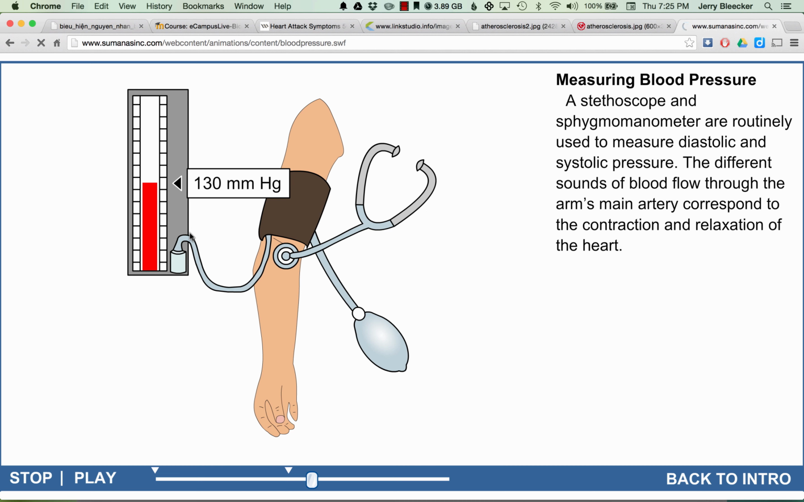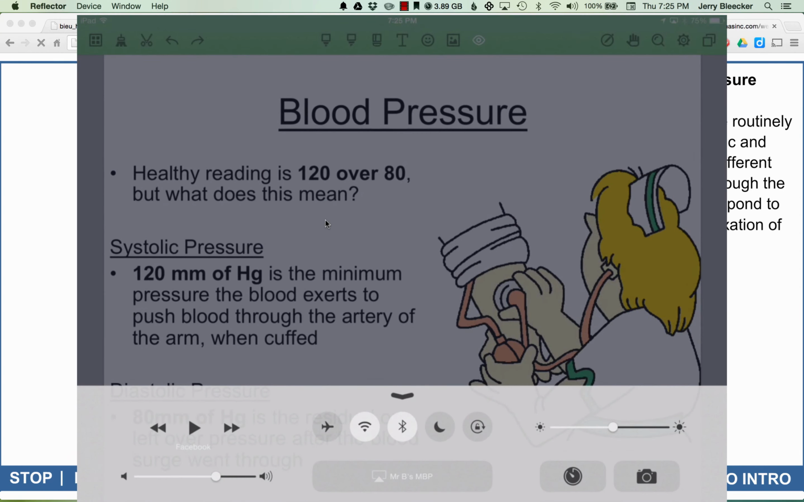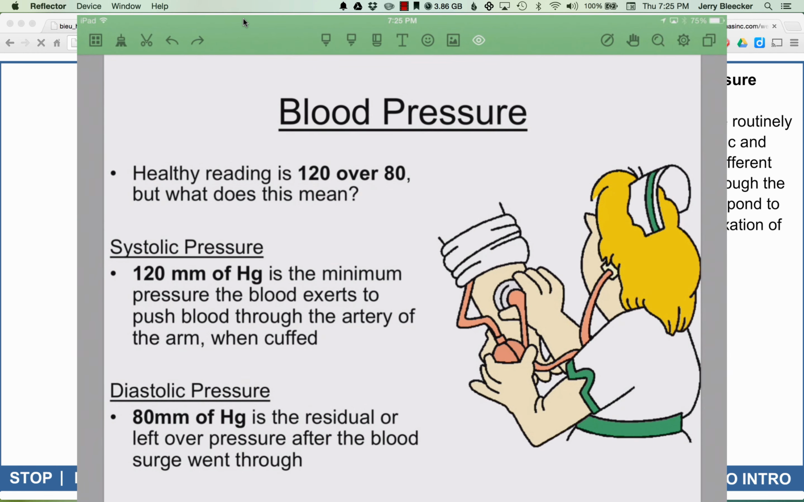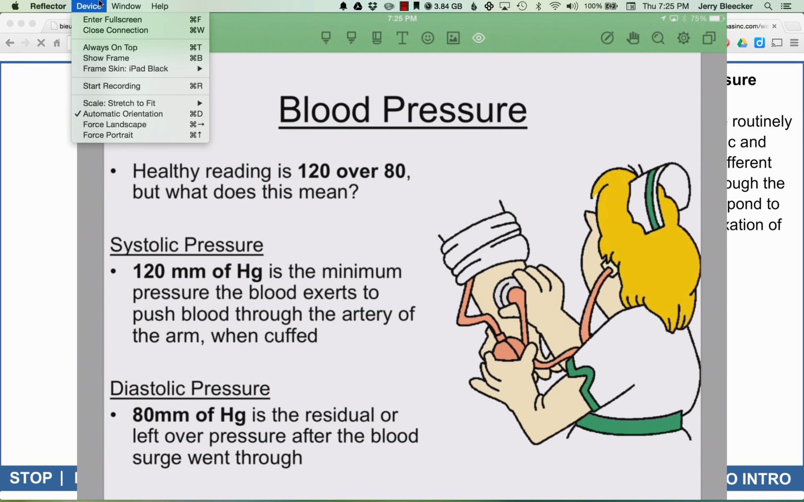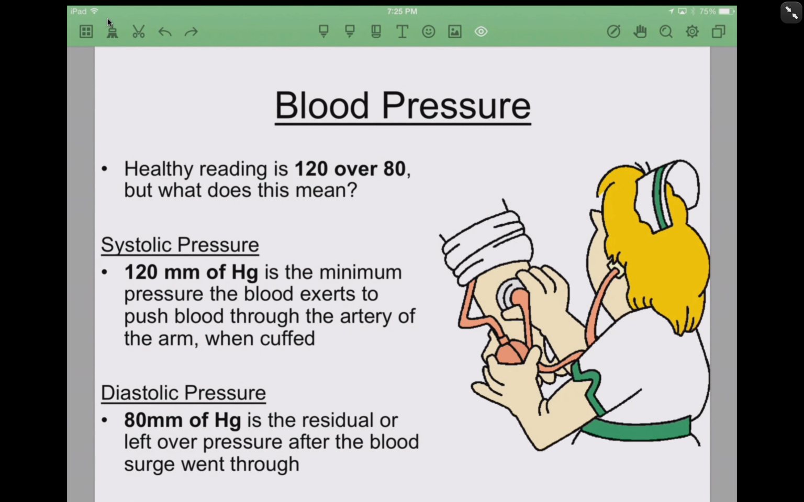So now that we've seen what it looks like, it's a very handy tool because if you have high blood pressure, it's probably because you've got a potential narrowing of the arteries. And that's obviously never good. Right? It's indicative of a potential future heart attack. So I'm going to go full screen.